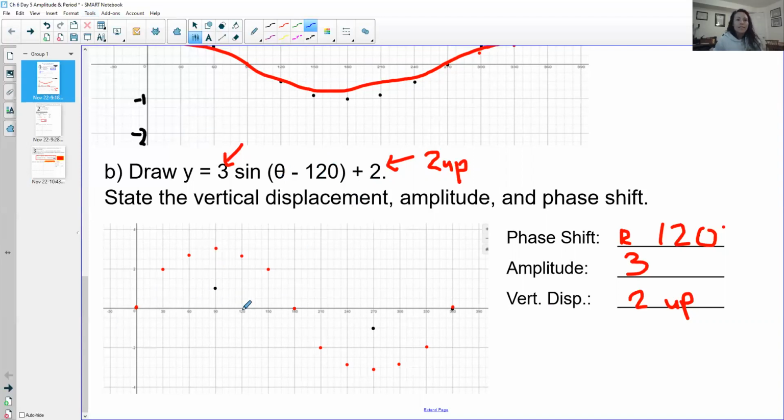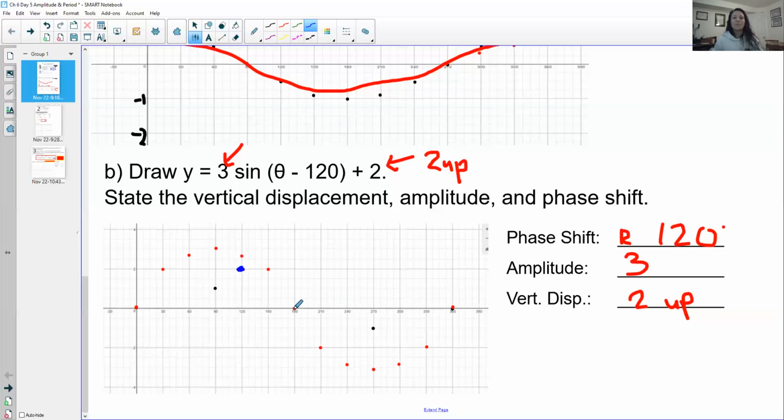So 120 degrees is here, and 2 units up. So 1, 2. This dot that I'm putting in, I'll make it nice and big, is this guy. Okay. And I'm going to take my next one. Actually, maybe we'll do the ones on the x-axis first.